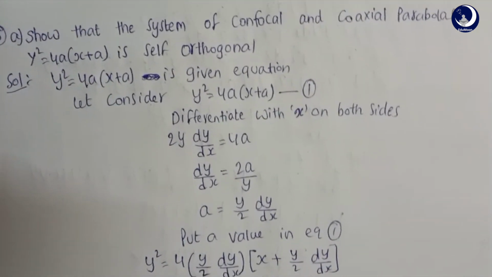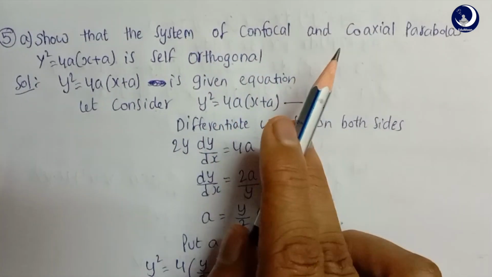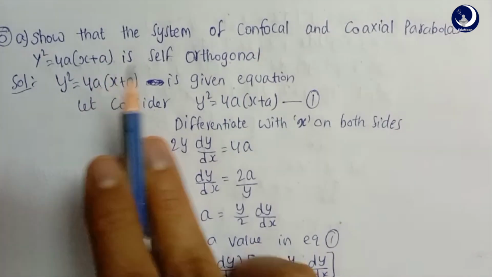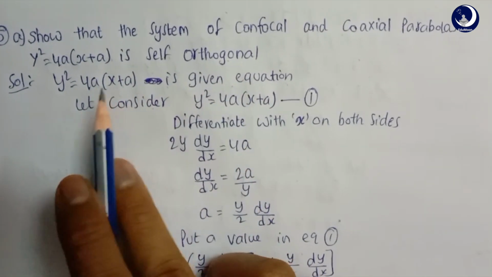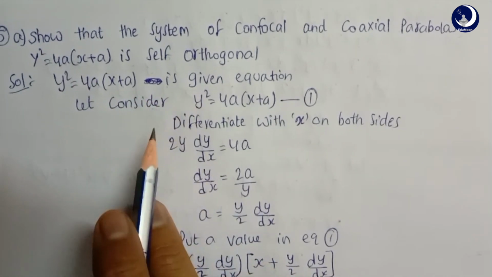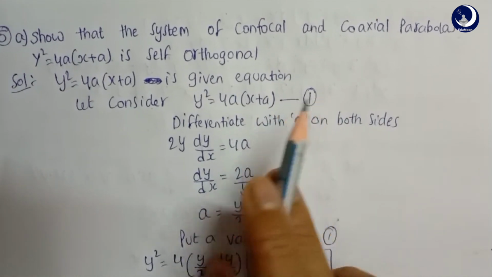Coming to fifth sum, fifth A. Show that the system of confocal and coaxial parabolas y square equal to 4a into x plus a is self-orthogonal. This is a very important question. The given equation is y square equal to 4a into x plus a.